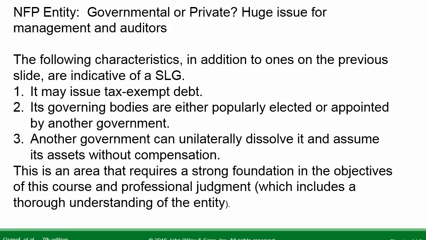Governmental or private? A huge issue, like I said earlier, for management and auditors. The following characteristics, in addition to the ones on the previous slide, are indicative of a state and local government. It may issue tax-exempt debt. Its governing bodies are either popularly elected or appointed by another government. Another government can unilaterally dissolve it and assume its assets without compensation. This is an area that requires a strong foundation in the objectives of this course and professional judgment, as well as a thorough understanding of the entity.